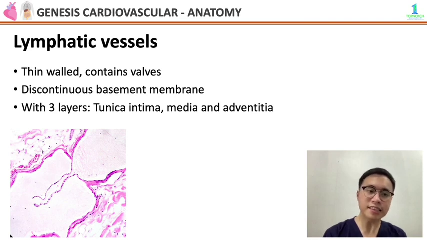So, lymphatic vessels, they are thin-walled and they also contain valves, much like your veins. So, they have this continuous basement membrane and they also have three layers: tunica intima, tunica media, and tunica adventitia. So, you can see in this picture, no, meron siyang valves din, di ba? Para siyang vein, may valve din.